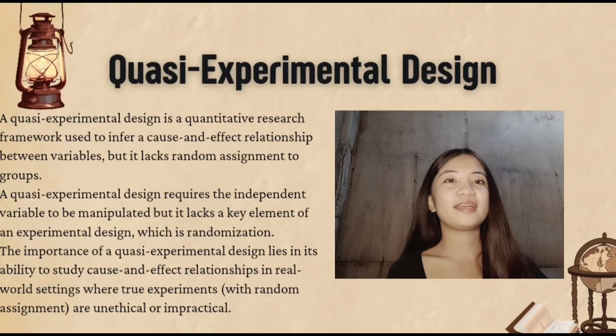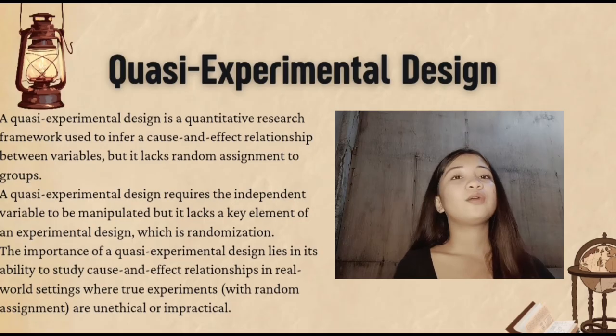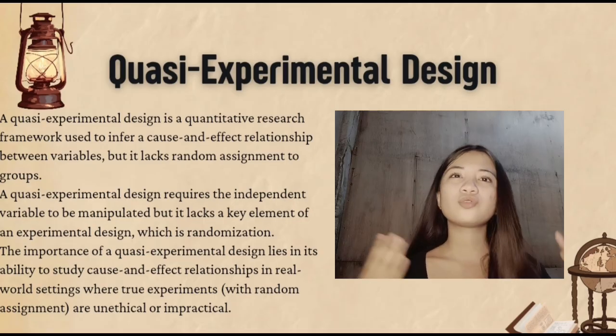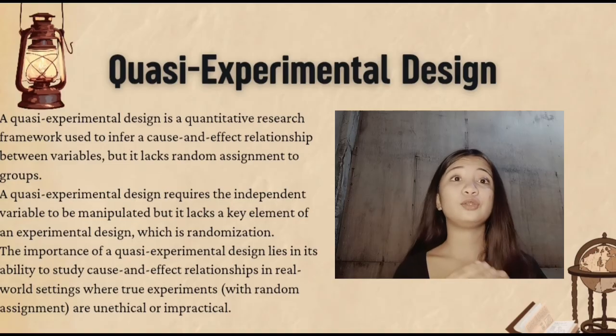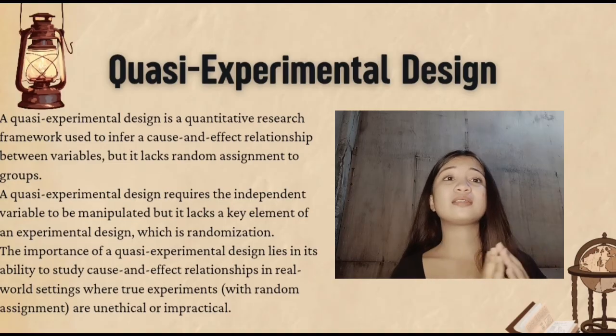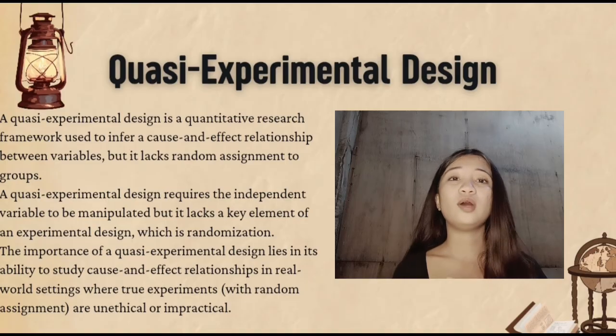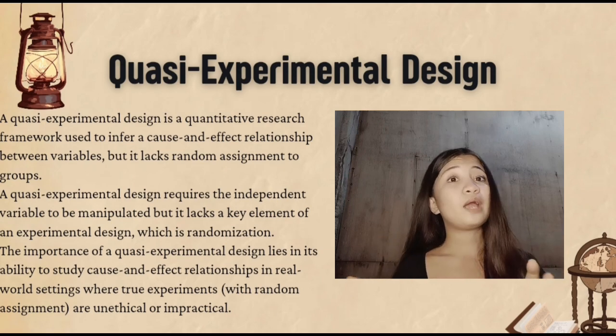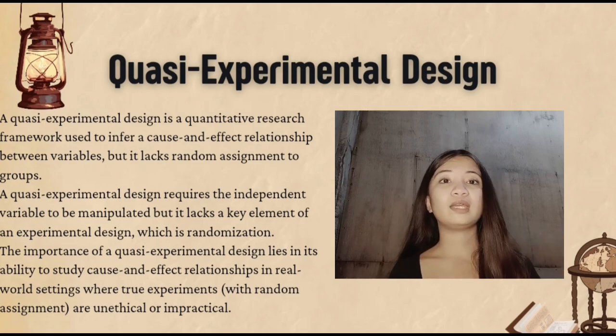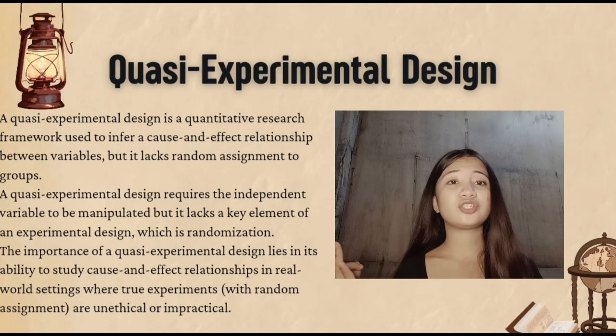Next, we have the quasi-experimental research design. Quasi-experimental design is almost like experimental design, but the participants are not randomly assigned to groups. Researchers still test cause and effect, but they use existing groups instead of creating random ones. It is also important because it allows researchers to study real-life situations where random assignment isn't possible. For example, comparing two existing classes in a school. It's practical and useful in educational and social research.